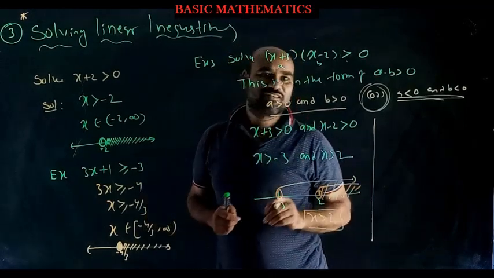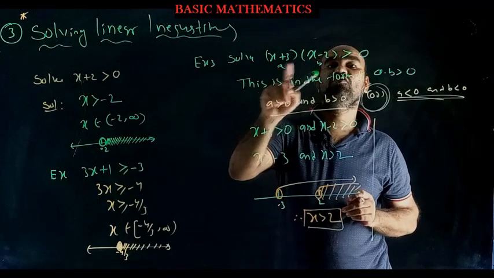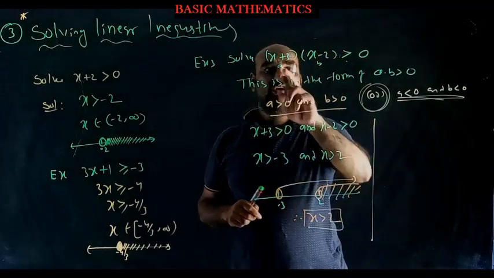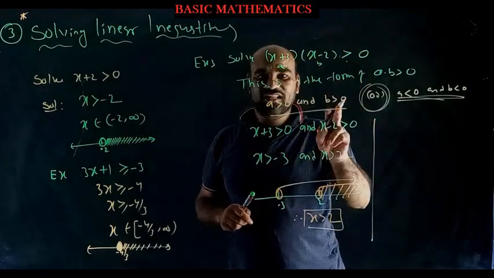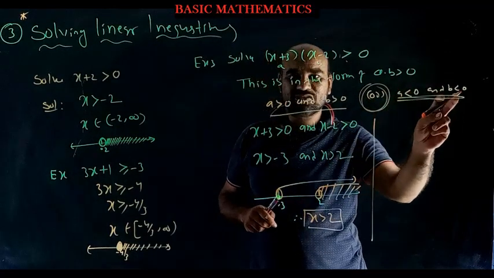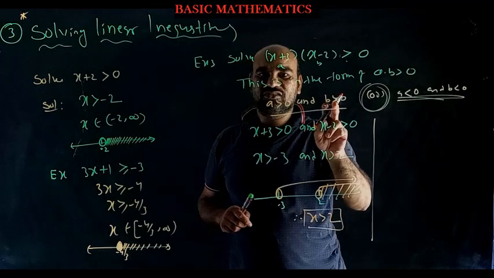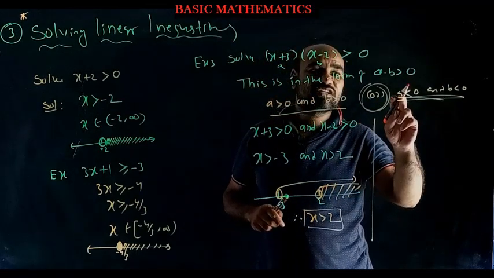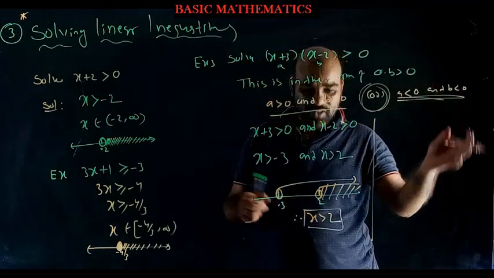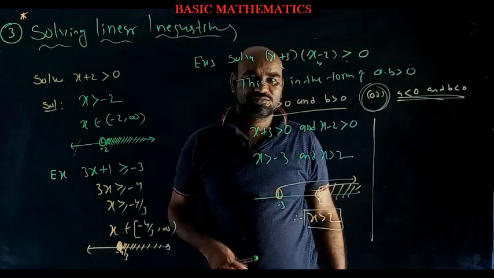Once again, listen. The problem is of the form a into b greater than 0. A into b greater than 0 means a greater than 0 and b greater than 0, or a less than 0 and b less than 0. We want to find x which satisfies a greater than 0 and b greater than 0, and we want to find another x which satisfies a less than 0 and b less than 0. Their union is the required solution.